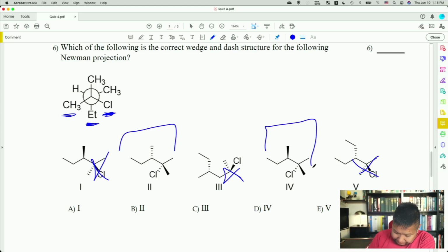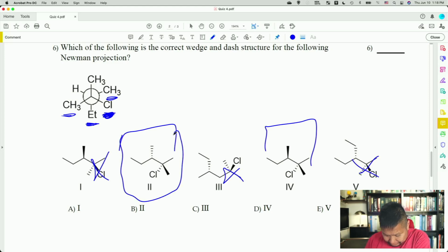Well, this is pretty simple. On the Newman projection, the chlorine and the methyl group are on the same side, so they both need to have dashed wedges. The only one that has that is structure 2, because in structure 4 it's got a solid wedge, which means it's on the other side, opposite chlorine. So the answer here is structure 2, B.